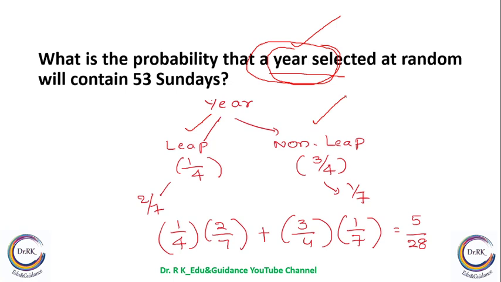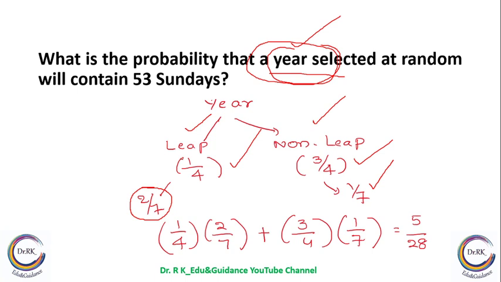So what is the probability that the year selected is a leap year? A leap year comes once in 4 years, right? Therefore it is 1 by 4. So non-leap year is 3 by 4, right? Now if it is a leap year, as we just discussed, the probability of having an extra Sunday is 2 by 7, right? And for a non-leap year, we already discussed earlier, it is 1 by 7.